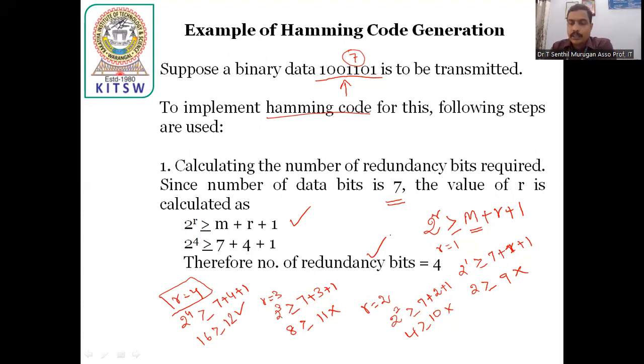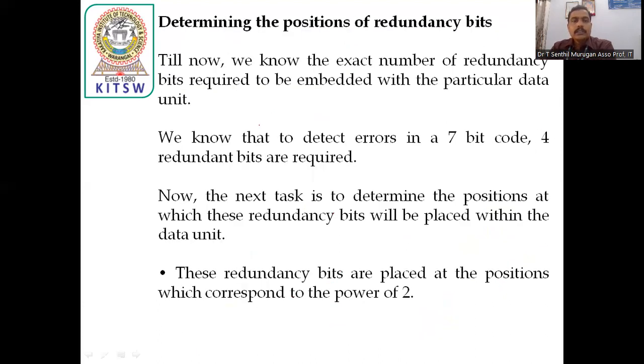R means 4 values. 4 redundancy bits, we need to transmit 7 bits of data. Okay, so till now we know the exact number of redundancy bits required to be embedded with a particular data. So now we know 7 bits are there, then we are sending 4 redundancy bits to send the 7 bits of data.